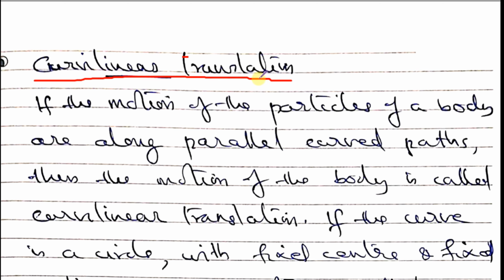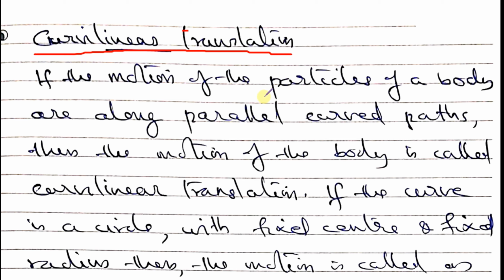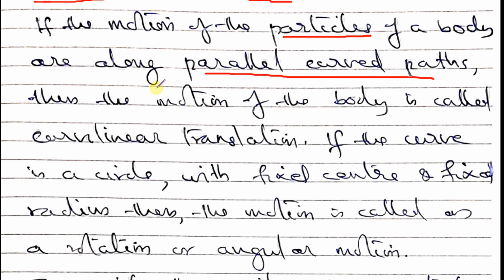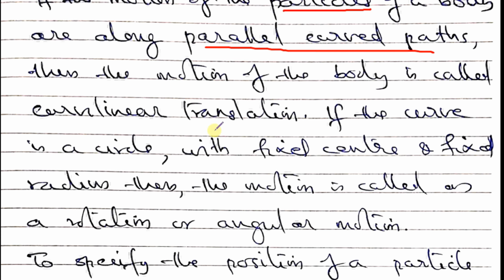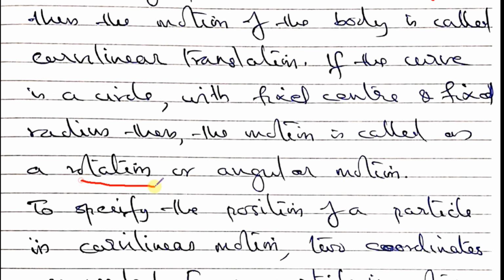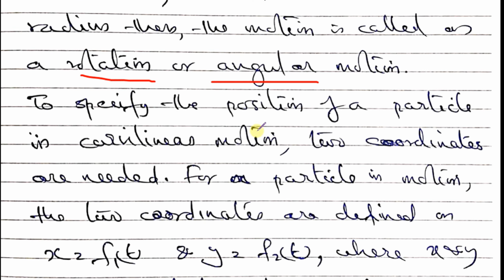Okay, so these are the different types of motion: translation, rotation, and general plane motion. Under translation, we have two types. One is rectilinear translation, in which the particles move along parallel straight lines. The second is curvilinear translation, in which the particles of a body move along parallel curved paths. If the curve is a circle, then it is called rotation or angular motion.